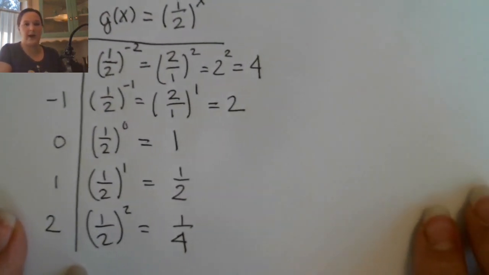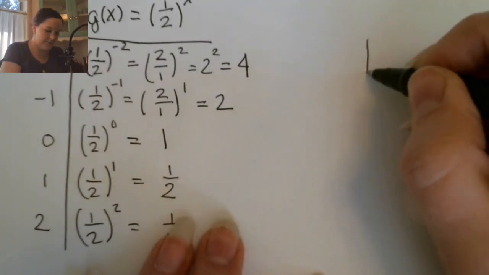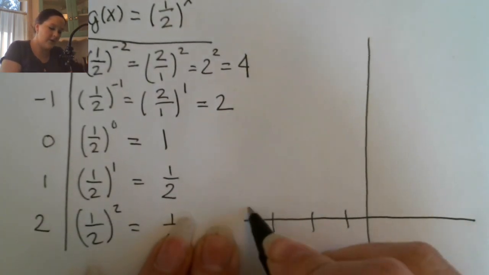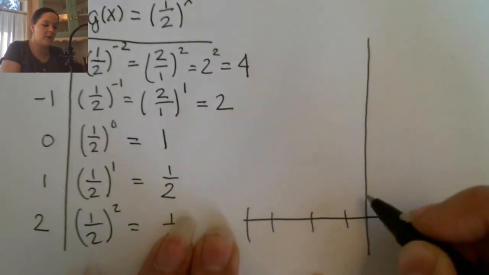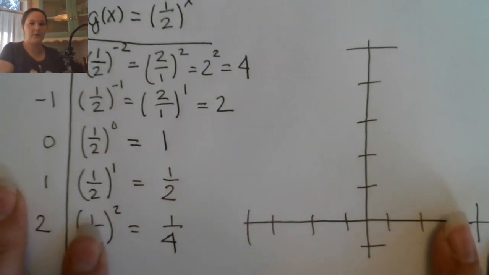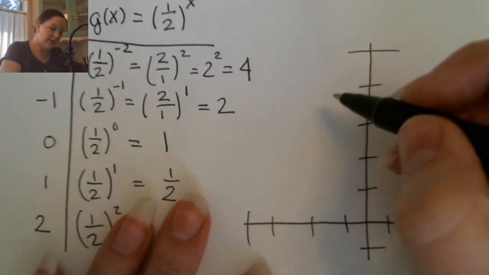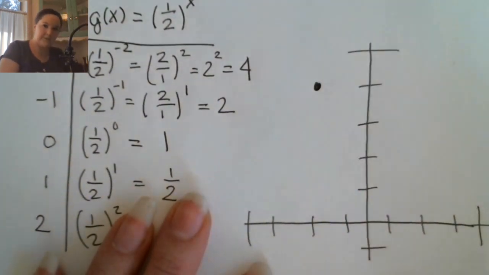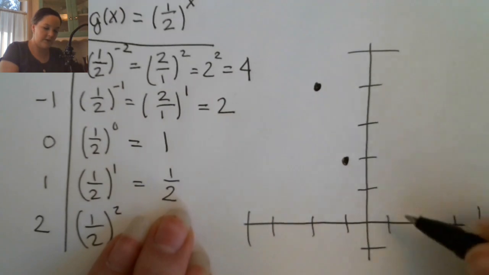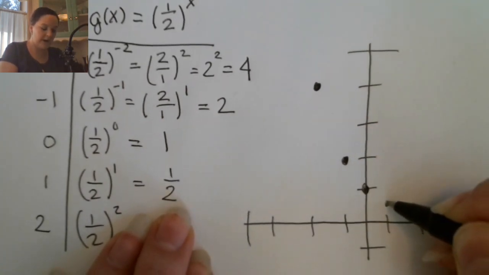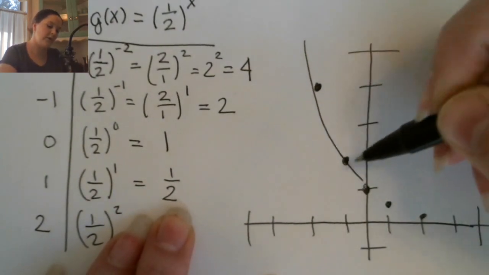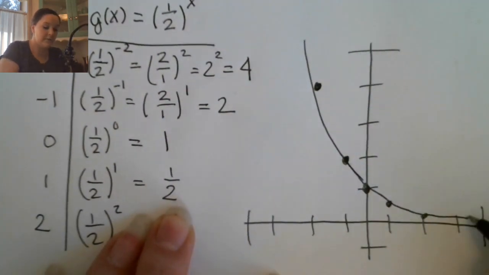So now let's look at how those points would look on a graph. We're going to graph our first point, which is -2, 4. Then -1, 2. 0, 1. 1, 1/2. And 2, 1/4. And then we're going to connect those smoothly.